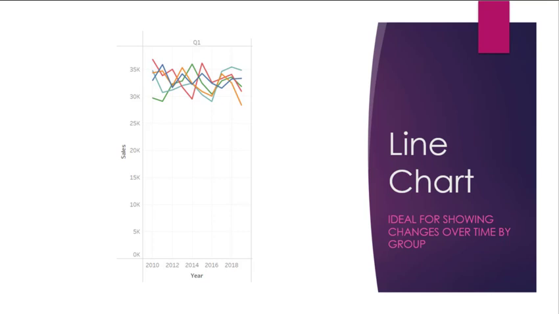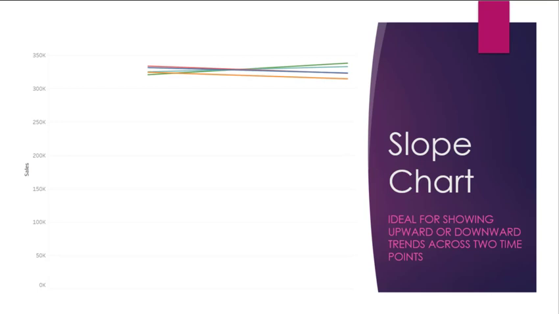Now, if you just have 2 points in time, you may want to use a slope chart instead. A slope chart shows changes in data at point A and point B. And the entire purpose of the slope chart is to draw lines that show you whether the data trended upwards or downwards. That's the entire point. So essentially, slope charts are a subset of line charts in which there are only 2 points in time.